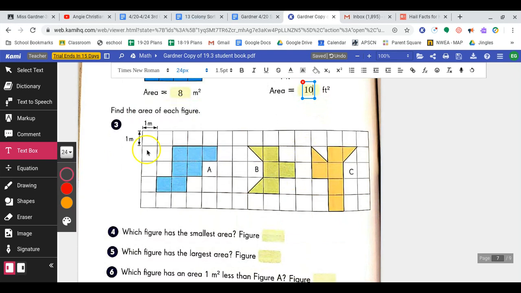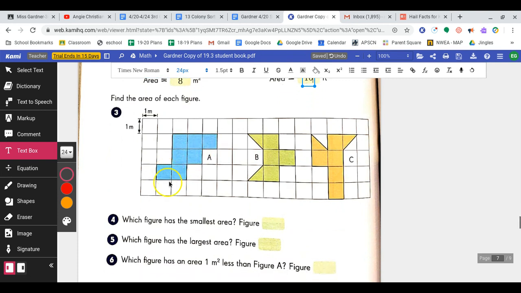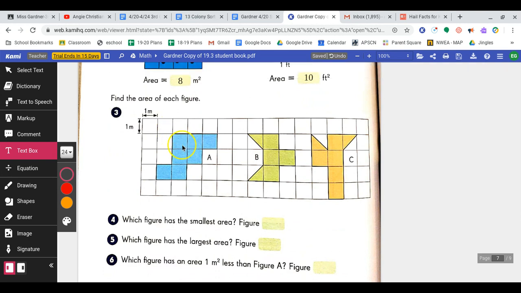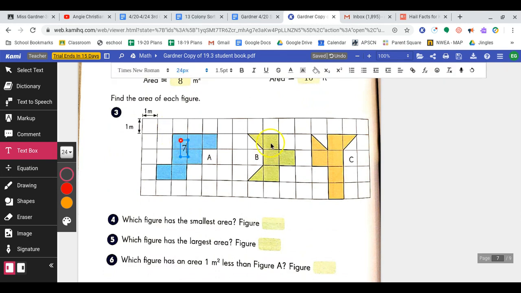Now find the area of each figure. This shows you that we're going to use meters to find the area. So each of these boxes is 1 square meter. We have 1, 2, 3, 4, 5, 6, 7 square meters. I'll just write it here on the shape. This one has 1, 2, 3, 4 plus 2 halves, so 5 square meters. And this one has 1, 2, 3, 4, 5 plus 2 halves equals 6 square meters.